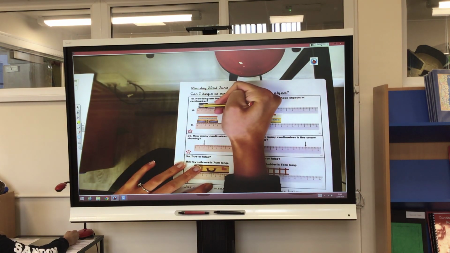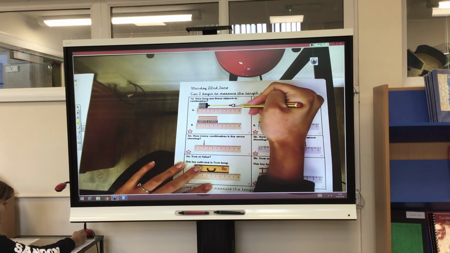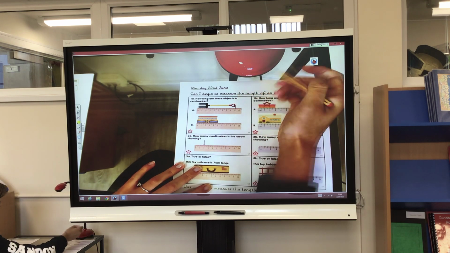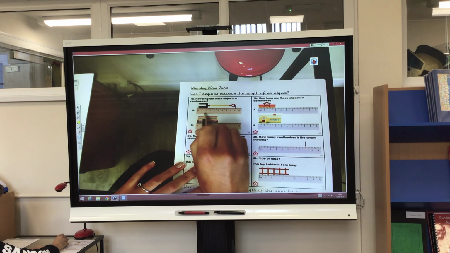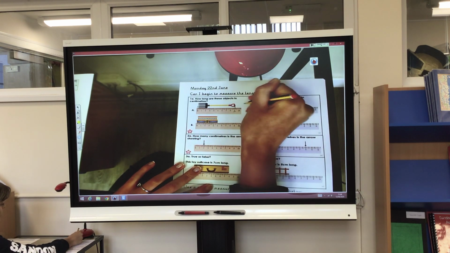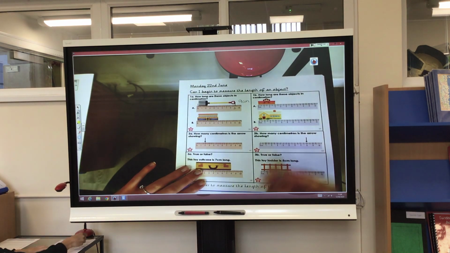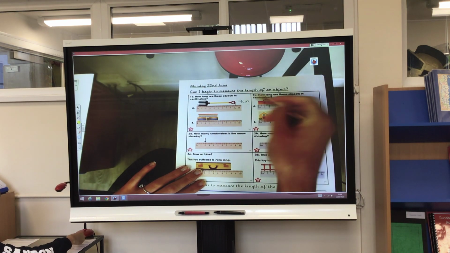And as you can see, this object is starting at 0, which is absolutely perfect, and the end of this object stops there. I'm then going to look at my big numbers, which represent the centimetres, and it stops at this number here, which is 9. So the length of this object is 9 centimetres. I'd like you to do that for these 4 objects here.